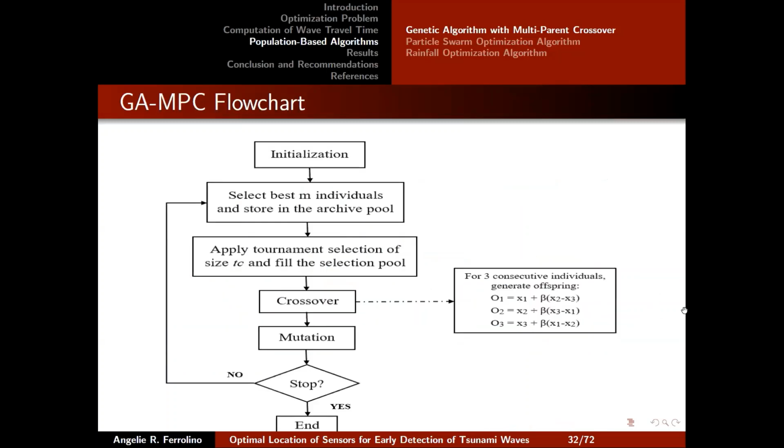Here is the flowchart for the GA-MPC. After initialization, we select the best M individuals and store them in the archive pool. Then we apply a tournament selection of some size to fill the selection pool. In this pool is where the parents are selected, and these parents are used in the crossover process. They will generate 3 offsprings, as in this box here. Then after crossover, we apply mutation. We do this entire process until we reach the stopping criteria of the algorithm.